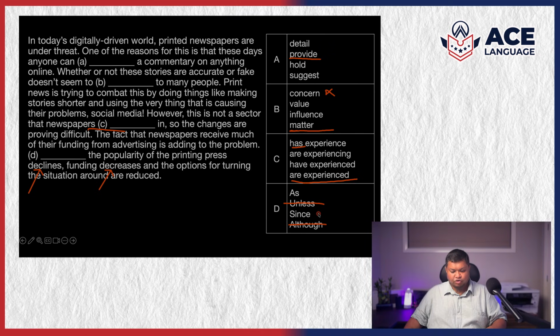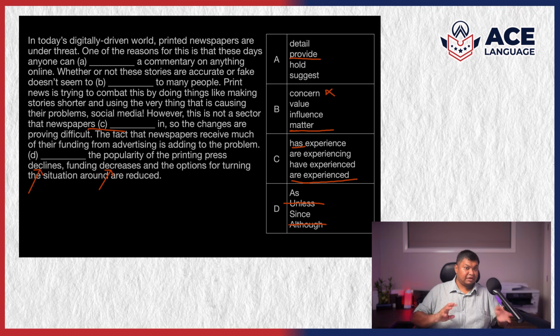But since normally is used when we have time issue, number one. Number two, we can also use since without time, but that means something finishes, something else happens, right? Cause finishes, effect happens. However, with as, things happen simultaneously. Think about it. It's not that my popularity declines first, then my income declines. My popularity and income decline side by side, together, simultaneously. So the answer here is as.